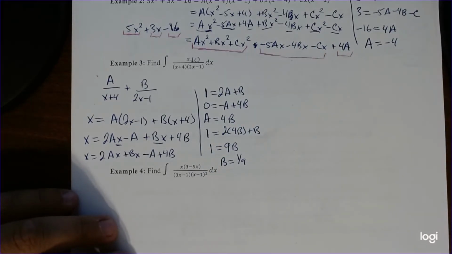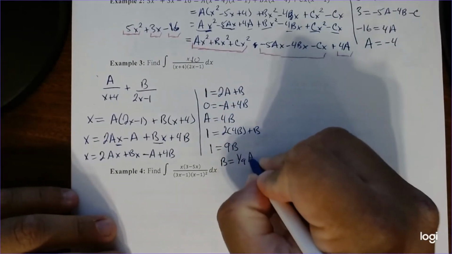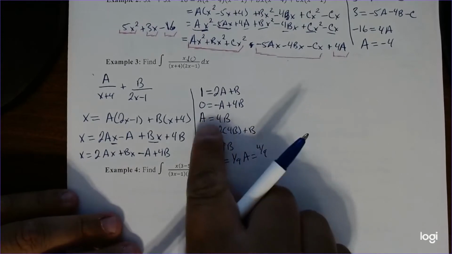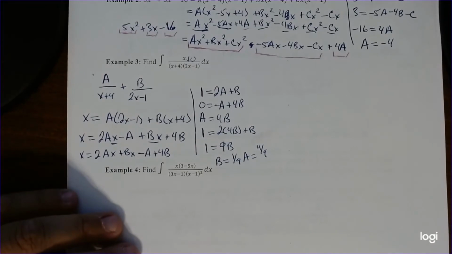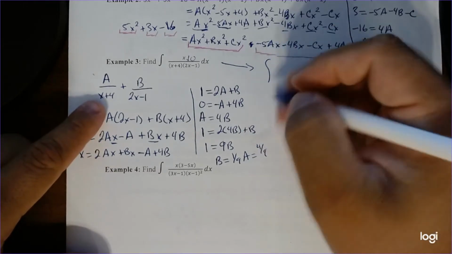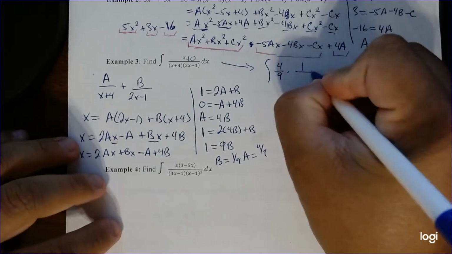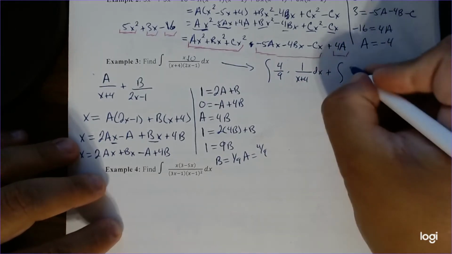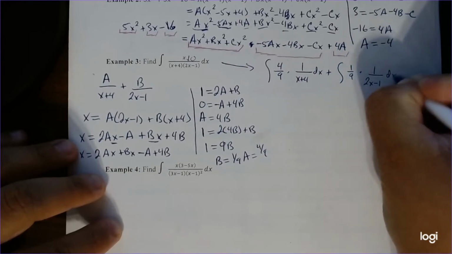Okay. And then we just go backwards. We know this is true, so we know a must also be, if I multiply, 4/9. Just plug it in here: 4 times 1/9 is 4/9. So how does this come into play now? This ends up being the integral of 4/9 times 1 over x plus 4 dx plus the integral of 1/9 times 1 over 2x minus 1 dx.